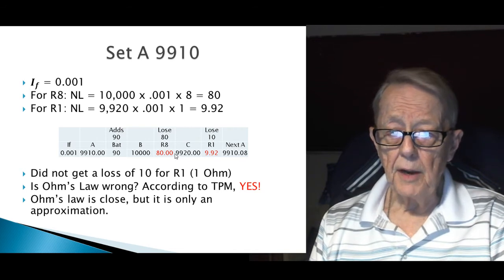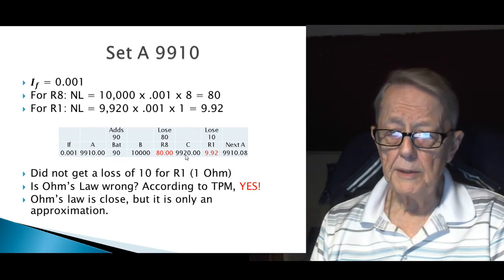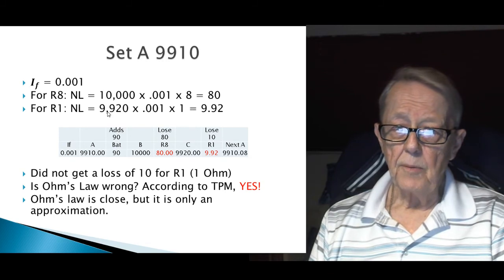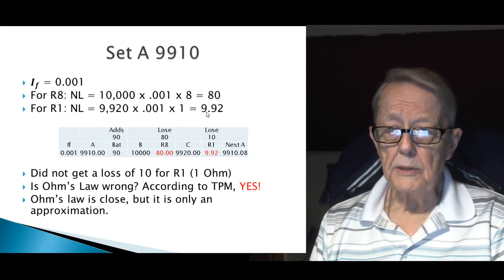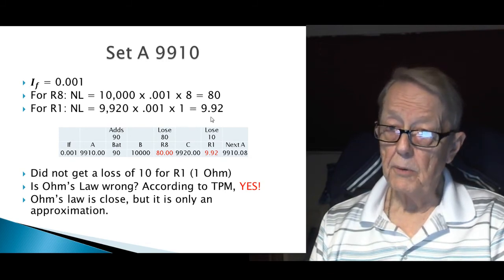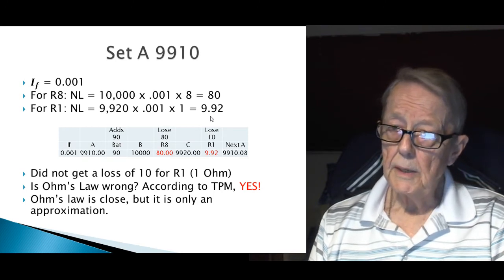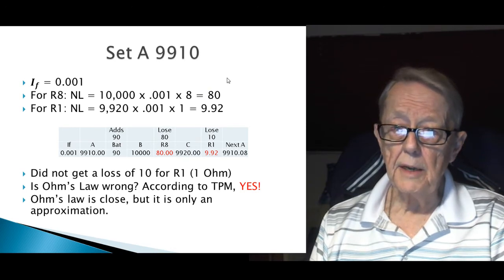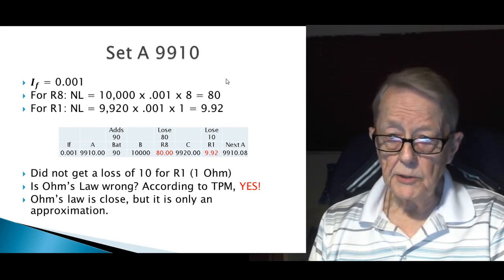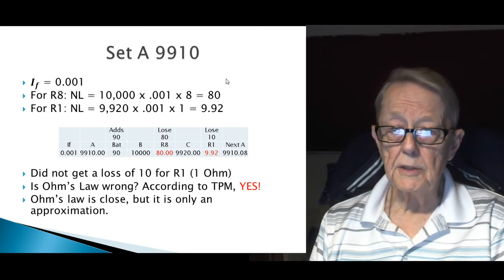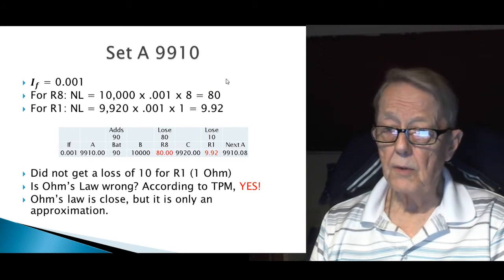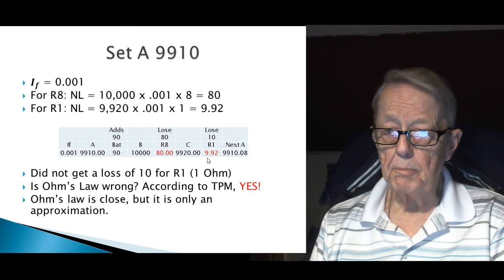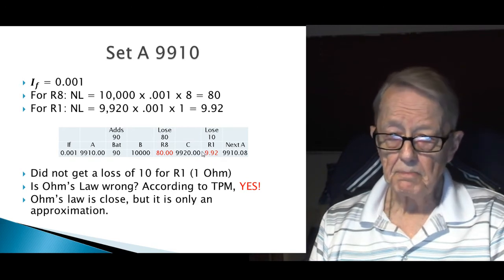And then when I lose 80 here, I'm down to 9,920 at point C. And when you put that many into the 1 ohm resistor, you only lose 9.92. Well, wait a minute, I didn't get a 10 volt loss, or I didn't get a 1 volt loss. I ended up with 0.9 volt loss. It's close.